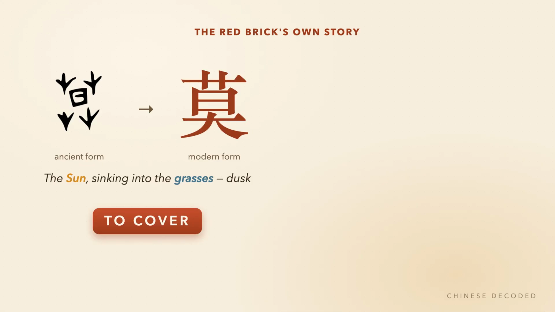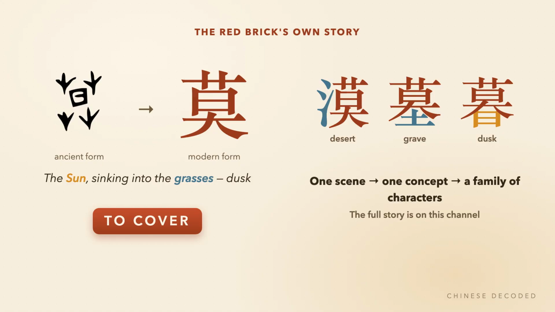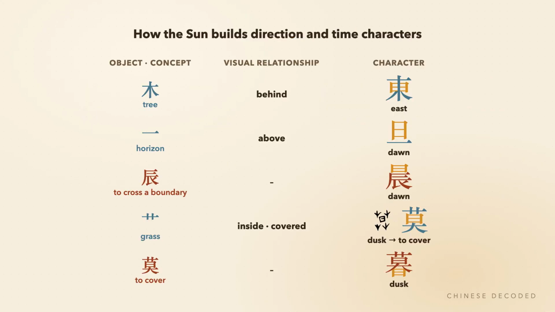Then this concrete scene of the sun being veiled turned into a concept to cover, and as a concept it built the desert, the grave, and rebuilt dusk itself. That story is a whole video on this channel. So, the sun builds direction and time either through its visual relationship with another object or with an abstract concept.